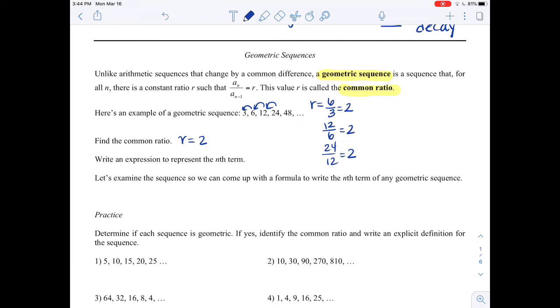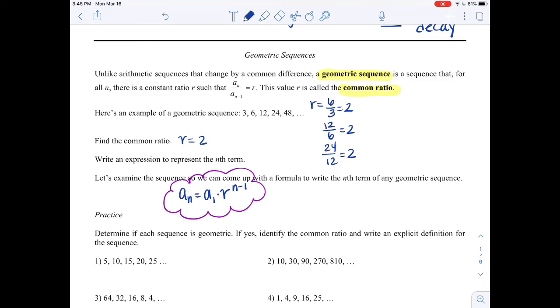To write an expression to represent a geometric sequence, this is how you do it. a sub n, since I'm still looking for the nth term, equals a1. I'm still starting with the first term. The only difference now is that instead of adding a common difference, I'm multiplying by a common ratio, and when you multiply something over and over again, that's what creates an exponent, so I'm raising this to the n minus 1 power. Keep this in mind, because as we go through this lesson, you're going to use this formula a bunch of times. This is the formula for a geometric sequence.